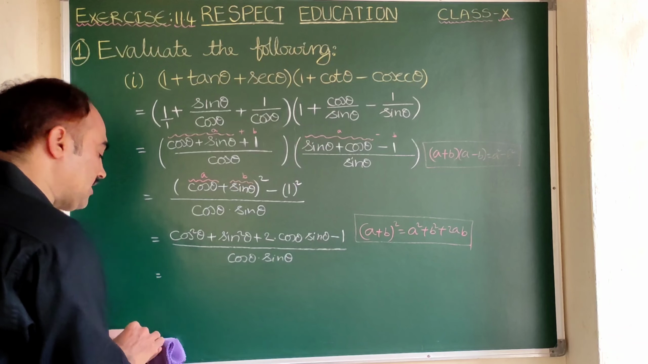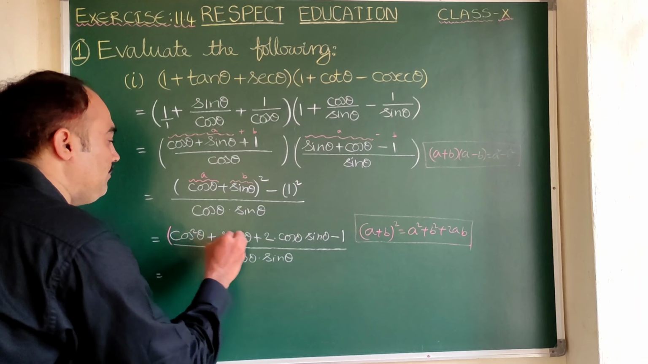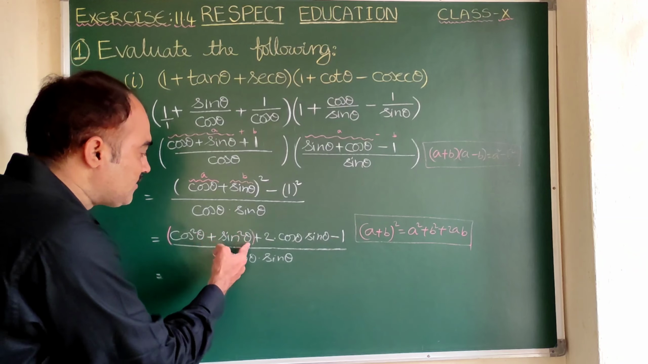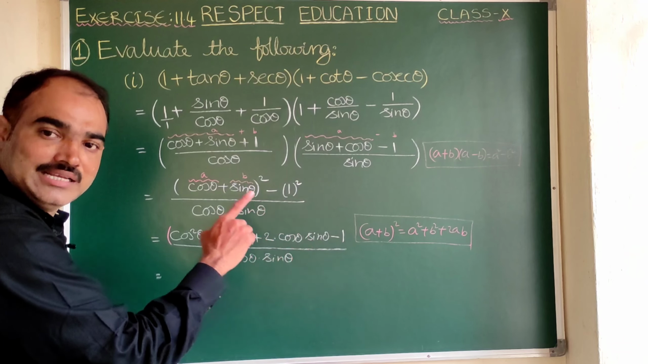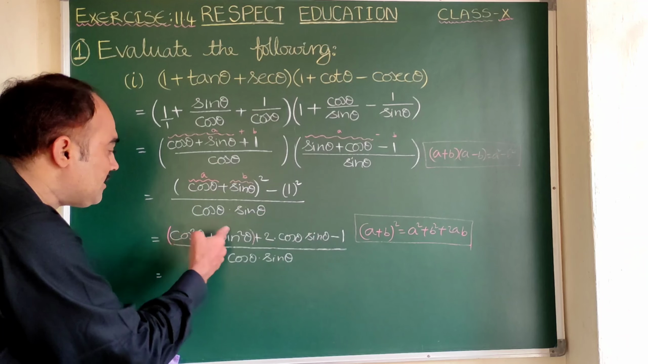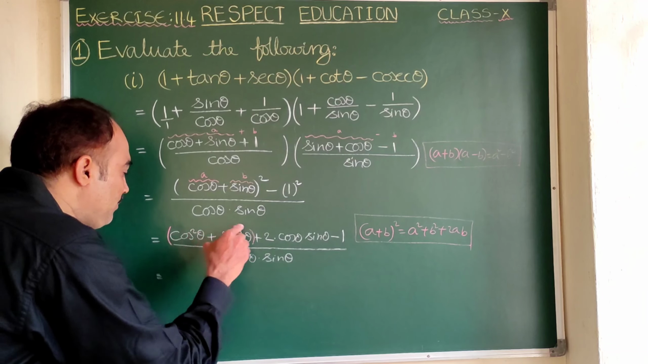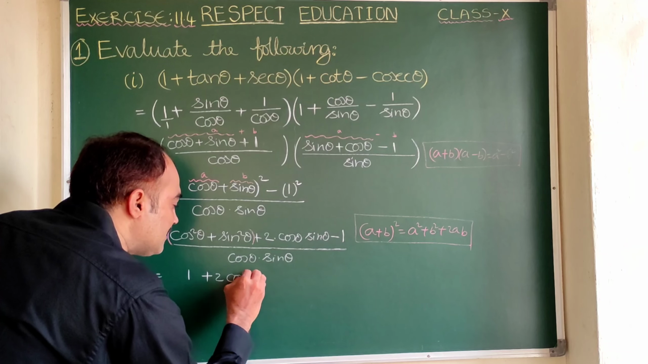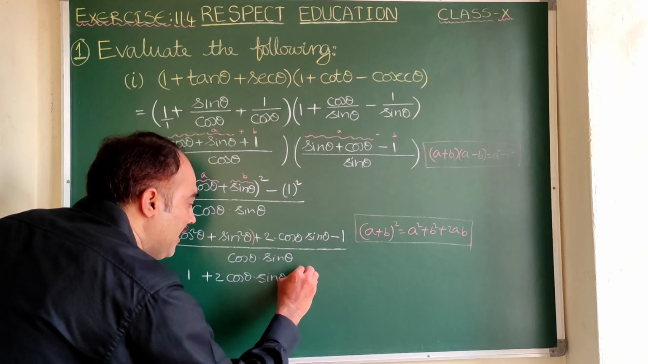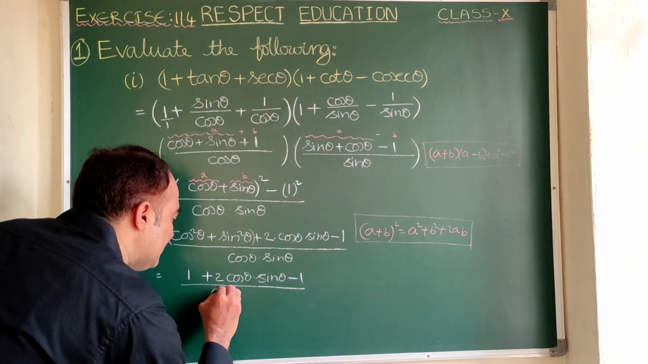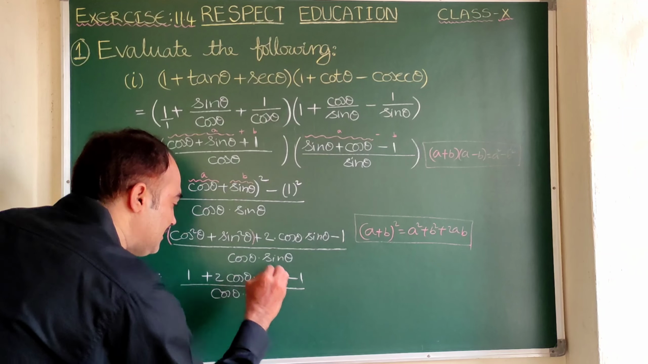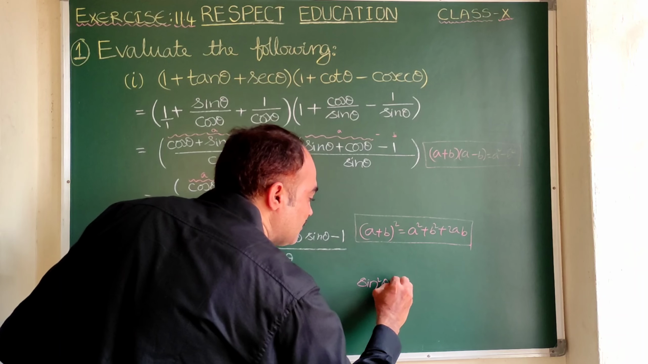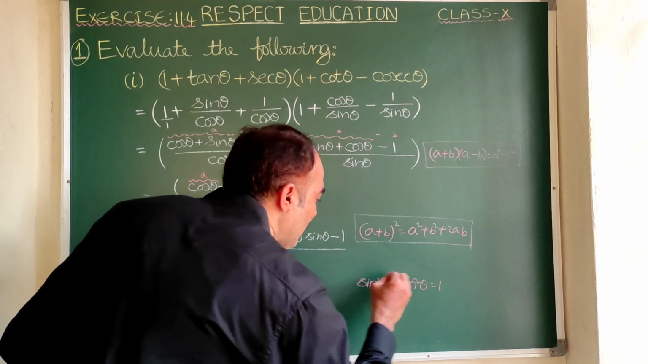Now from the trigonometric identities, can you tell me what is cos square theta plus sin square theta? 1. Because sin square theta plus cos square theta is equal to 1. Sin square theta plus cos square theta is nothing but cos square theta plus sin square theta. Clear? So this can be replaced with 1. So here is a 1 plus 2 cos theta into sin theta minus 1 divided by, let us maintain the denominator as it is, cos theta into sin theta. Here you observe what formula we have applied: in place of sin square theta plus cos square theta, we have written 1. This is the reason.